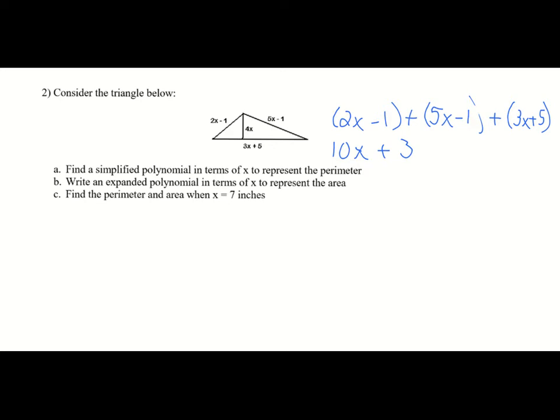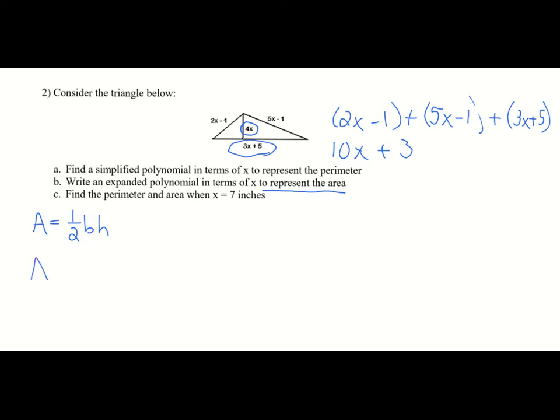Now they want us to write an expanded polynomial in terms of x to represent the area of the triangle. Now for a triangle, to find the area of a triangle, the formula that we use is area is equal to 1/2 base times height. And the height is going to be drawn from the vertex of one angle down to the base. So if we look, this 4x is our height. It's connected to the 3x plus 5. So those are our two values that we need.